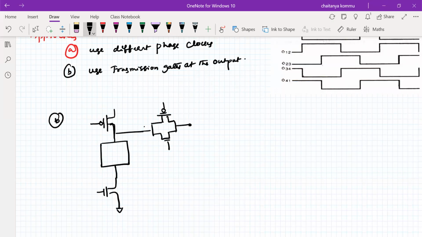Here we have to consider the different clocks, and here also we need to consider the output. It is an NMOS logic, something like this. So we use the different clocks by introducing this extra thing. We have to introduce this one.